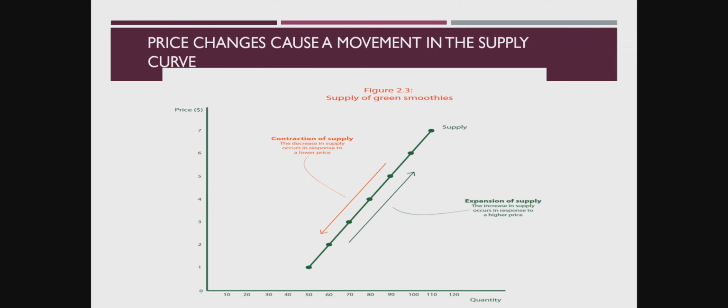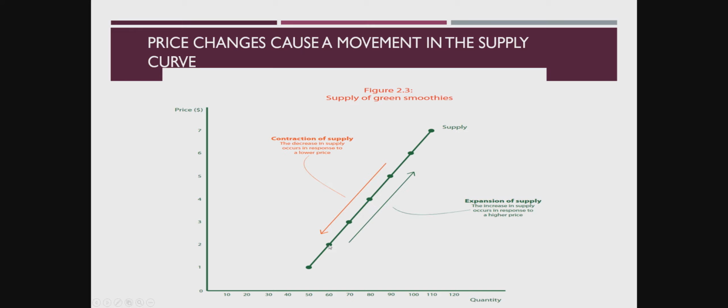So just remember that a movement occurs along the supply line when price is the only factor. So if prices went from, let's just say, $2, where they produce 60 units, and then increase to $4, they're willing to produce 80 units. Since price is the only factor behind this change, it's represented by a movement.